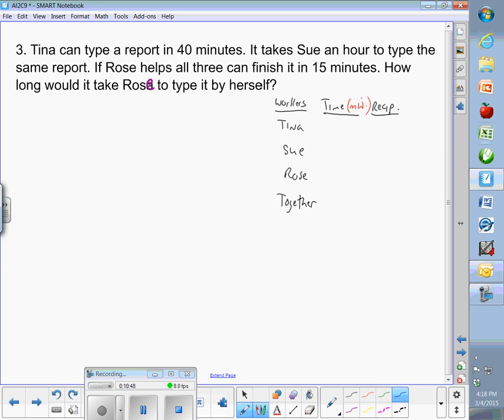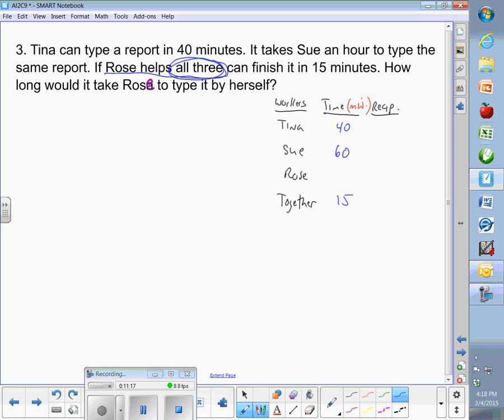All right, I'm going to use my blue. So now I'm ready to go through and write in the time. So Tina, 40 minutes. Sue, an hour. Now, be careful. This is where some will make a mistake just because they don't carefully read the problem. If Rose helps, all three, that's the together. And the together is 15 minutes.